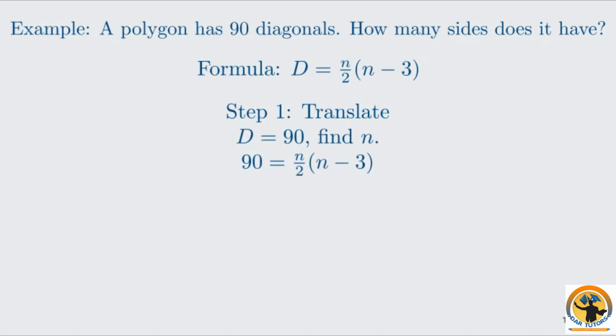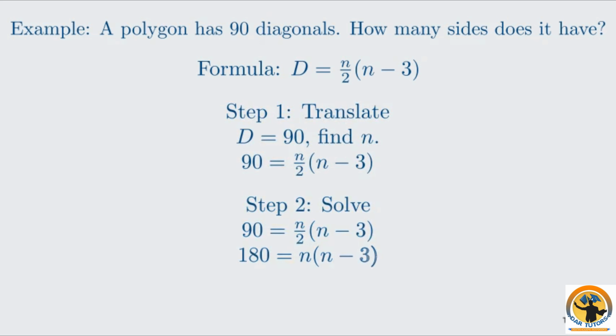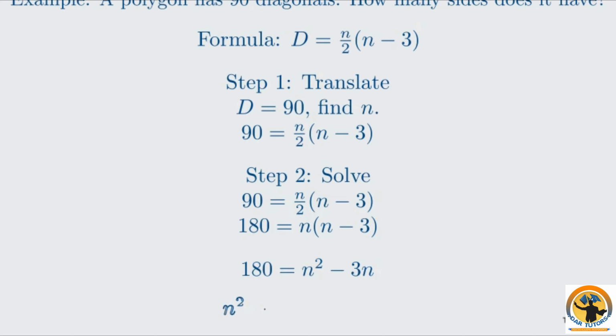Now for step 2, we solve this equation for n. First, we clear the fraction. Multiply both sides by 2, which gives 180 equals n times (n minus 3). Expanding the right side gives n squared minus 3n. Next, we rearrange into standard quadratic form. Subtracting 180 from both sides gives n squared minus 3n minus 180 equals 0.